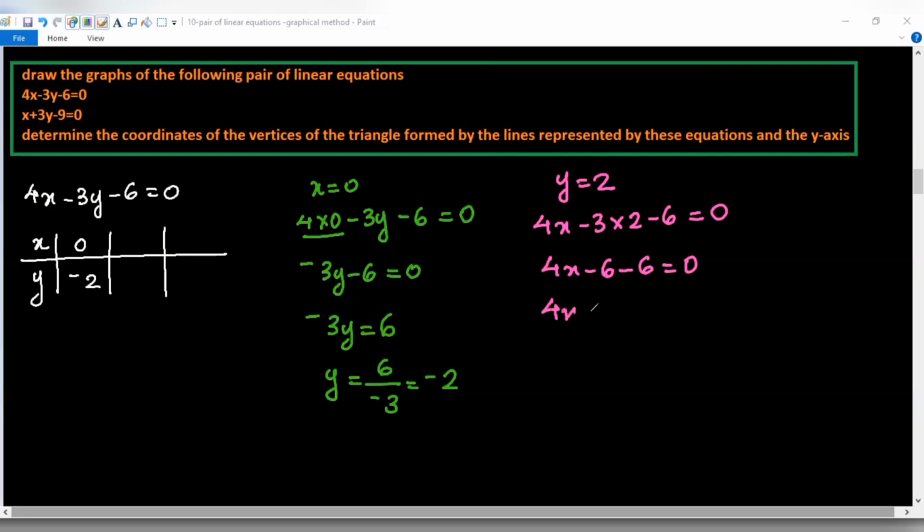So 4x minus 12 equal to 0. Then 4x equal to, we have to take that negative 12 to the right side, so it will become positive 12. Then x is equal to 12 by 4, that is equal to 3. Thus we got another pair of values, x equal to 3 and y is equal to 2.